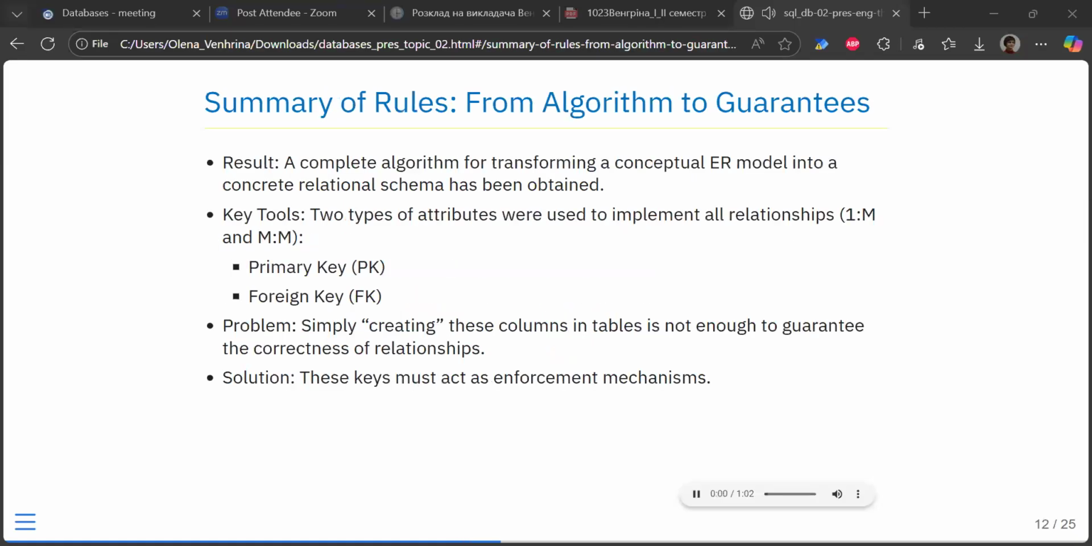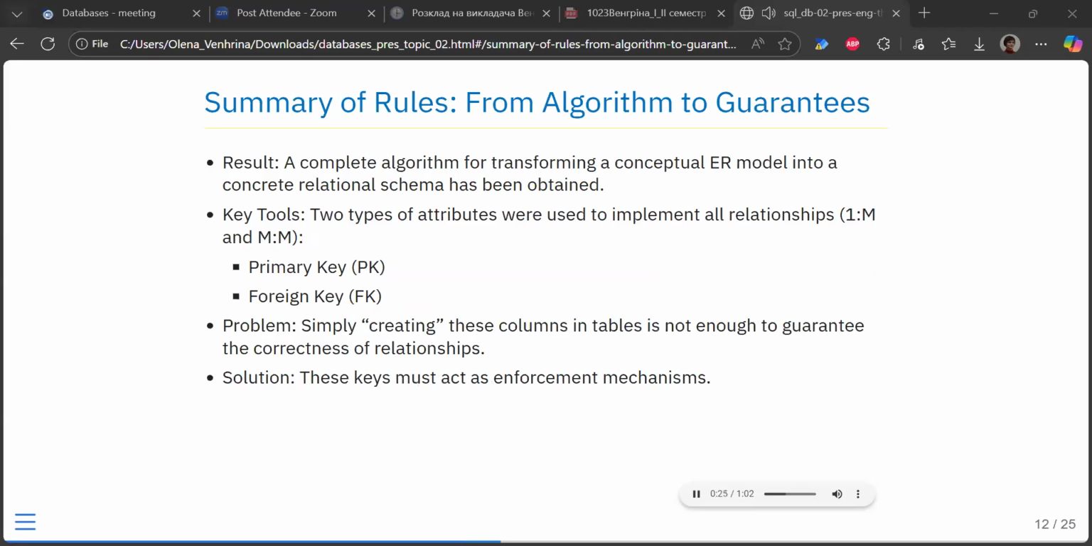This concludes our review of the 6 transformation rules. We have traveled the full path of the algorithm, from a conceptual diagram, entities and relationships, to a concrete set of interconnected tables, relations. As we have seen, the 2 key tools that made this transformation possible are the primary key, which uniquely identifies each row, and the foreign key, which physically implements the link between tables.